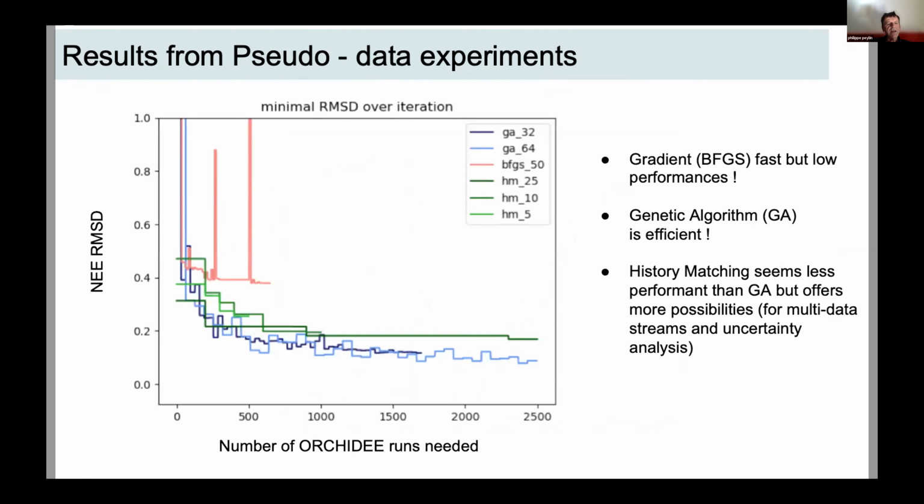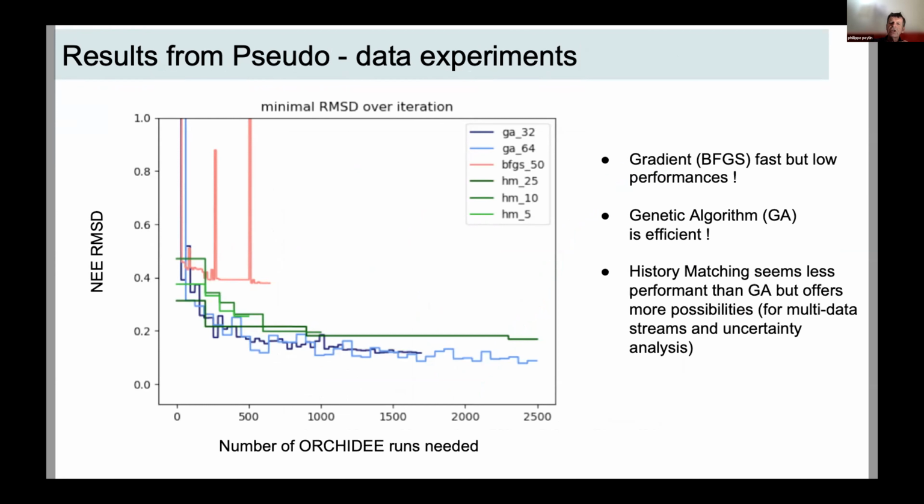Here, this is a complicated graph. On the y-axis is the NEE RMSE, and on the x-axis the number of runs each of these methods needs, so you can really compare the methods. The red BFGS, which is the gradient base, has poor performance, but a low number of runs.